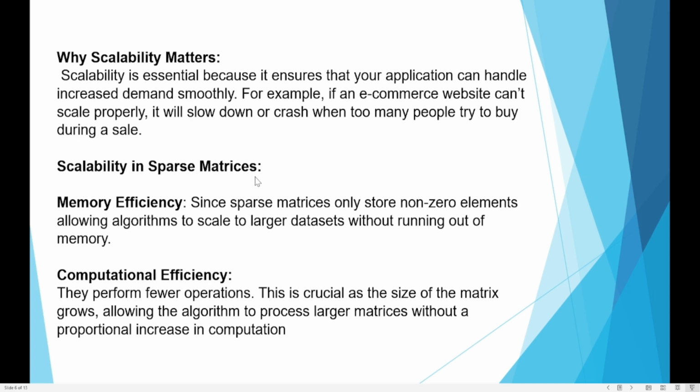Scalability in sparse matrices. There are two cases involved in it. The first one is memory efficiency. Since sparse matrices only store non-zero elements, algorithms can scale to larger datasets without running out of memory. And the second one is computational efficiency. They perform fewer operations as there are only a few non-zero elements in a sparse matrix. This is crucial as the size of the matrix grows, allowing the algorithm to process larger matrices without a proportional increase in computation.